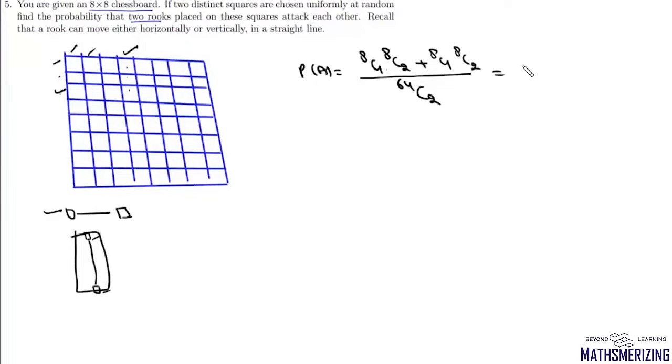Now this 8C1 is 8. Now 8C2 is 8 into 7 divided by 2. So it will be 28 into 2, because both the values will be the same, upon 64 into 63 into 2. Simplifying, this is 2 by 9. So the probability that these two rooks will attack each other is simply 2 by 9.